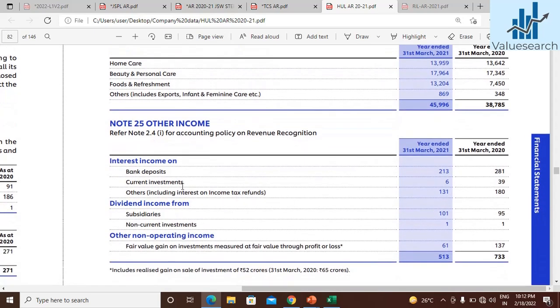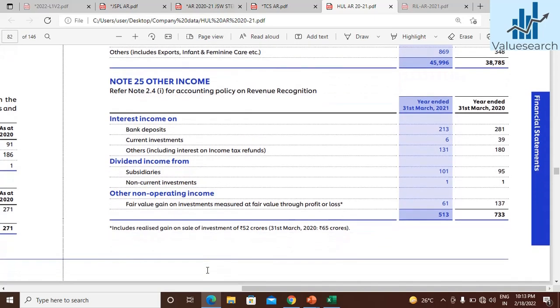In other incomes, they're earning from bank deposits this much, current investments this much, others this much, dividend from subsidiaries this much, non-current investments this much, then fair value gain on investments measured at fair value through profit or loss this much. Now, this includes realized gain on sale of investments of 52 crores this much. This is your total income.